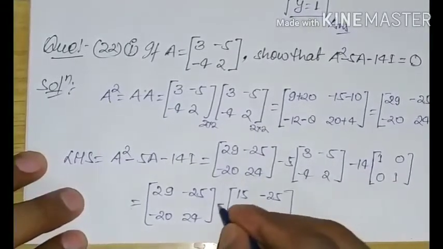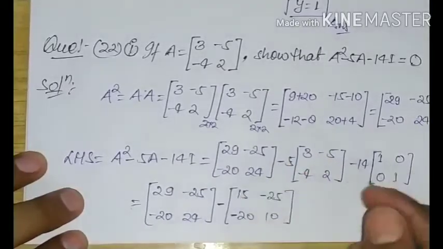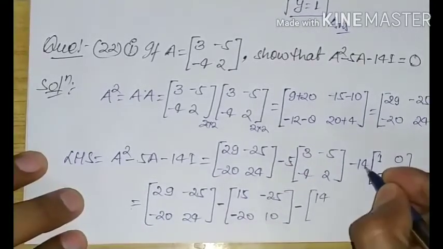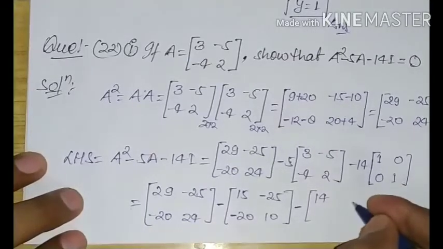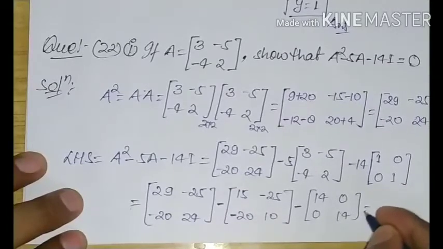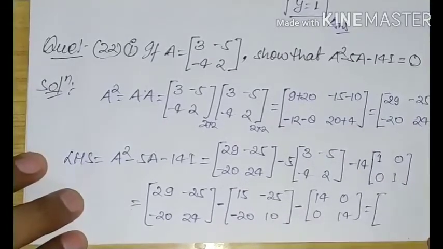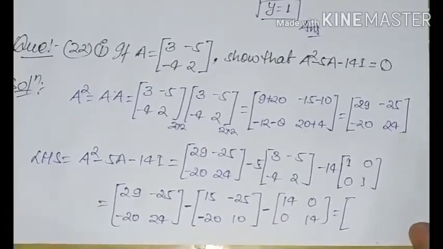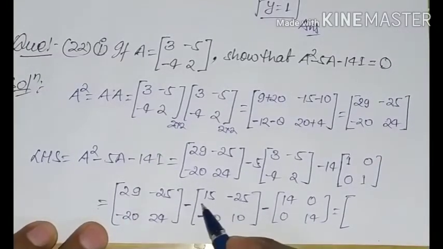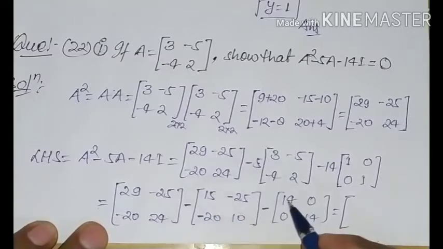Okay, and negative is here, negative is here. Now minus 14 times the identity matrix: 14 into 1, then 14 into 0, 0, and 14. Okay, now it will become 29 minus 15, minus 15, minus 14.